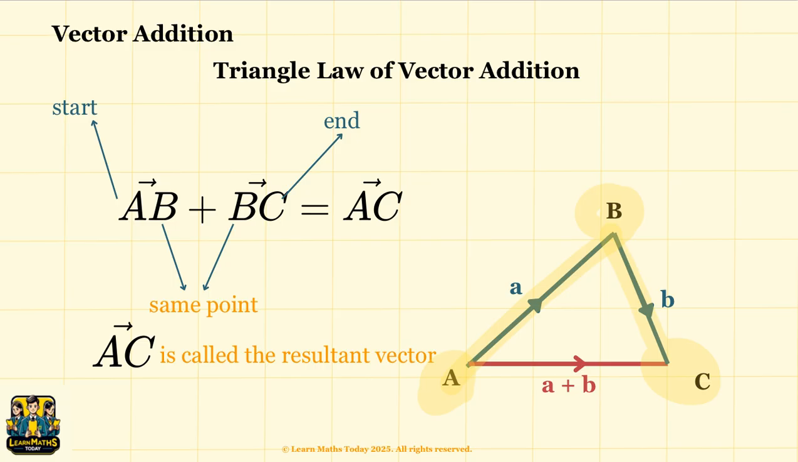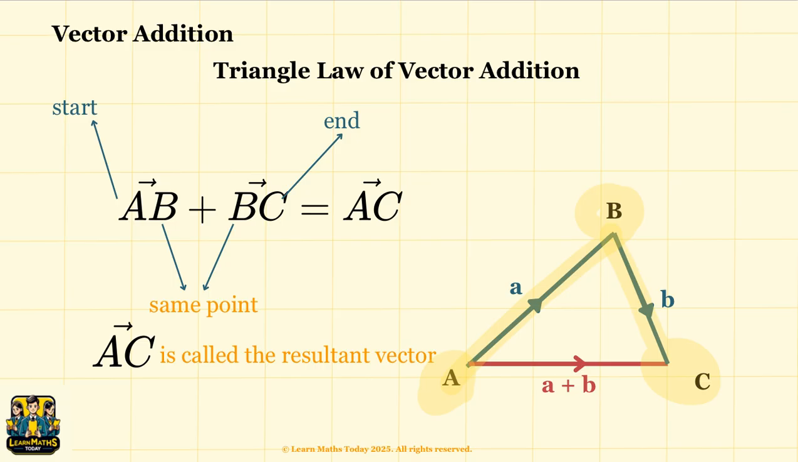Now, if you look at both movements together, from A to B, then from B to C, it's the same as going straight from A to C. We call this single movement vector AC, or vector A to C. It's the total effect of the two previous movements. So we can write it as vector AB plus vector BC equals vector AC.